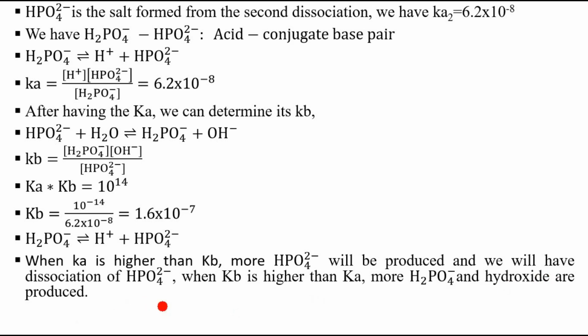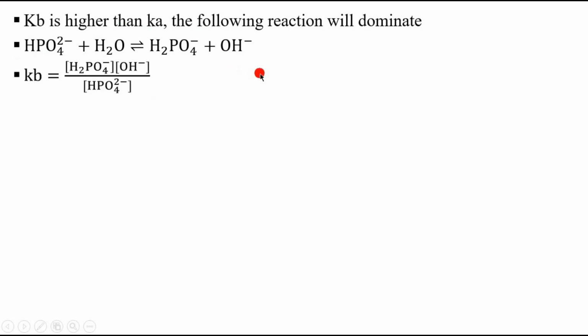That's what it means. When you have more Kb, that means this one and hydroxide are produced, so it is behaving as a base. When you have more Ka, this one will be produced and it will behave as an acid. Here you can see that Kb is higher than Ka. Kb is 1.6 times 10 power negative 7, so it is higher than Ka. In this case, this one will behave as a base. Since Kb is higher than Ka, the following reaction will dominate. That means we consider this one as behaving as a base, so it will attract the hydrogen, giving the hydroxide.